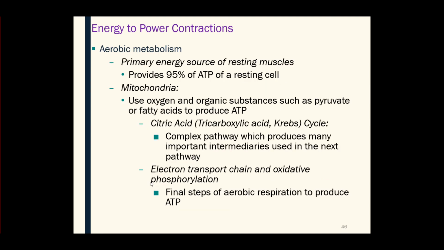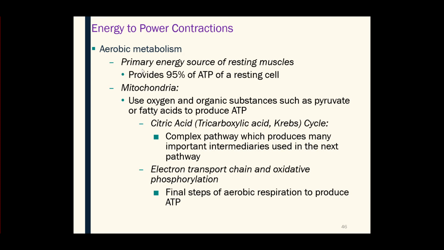Okay, the third pathway is really the predominant pathway where we get most of our ATP from. This is known as aerobic metabolism. Now, this one does occur in the mitochondria, and they call it aerobic because we need oxygen. If oxygen is not present, this pathway will not run. So it has to have oxygen available.